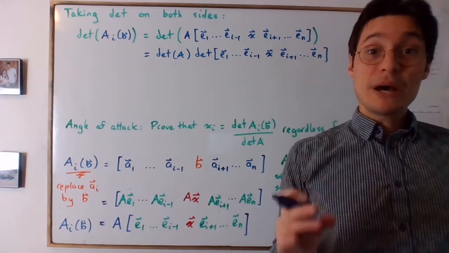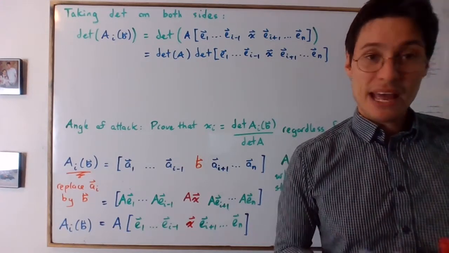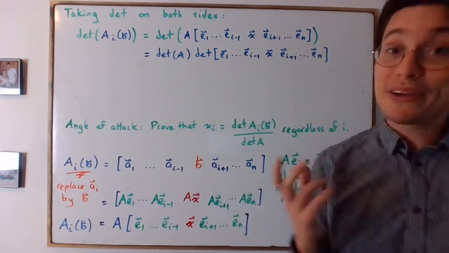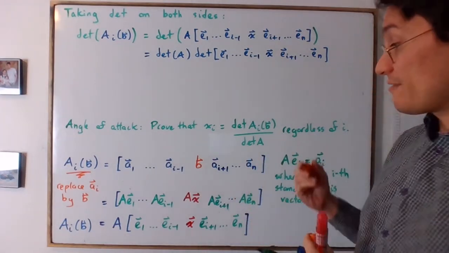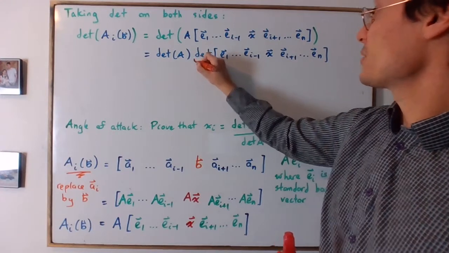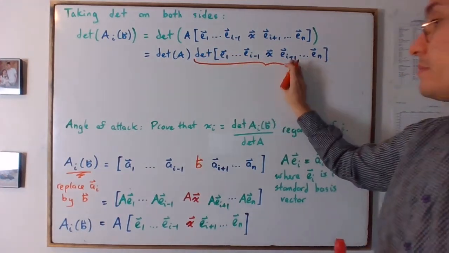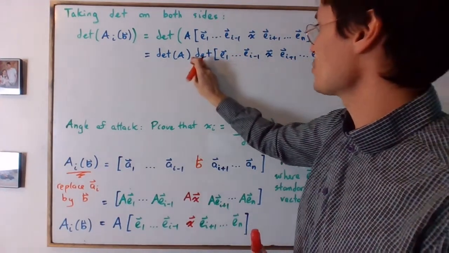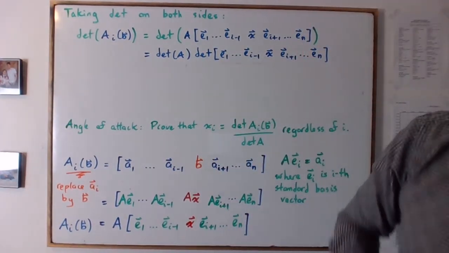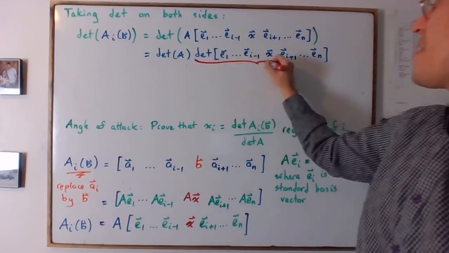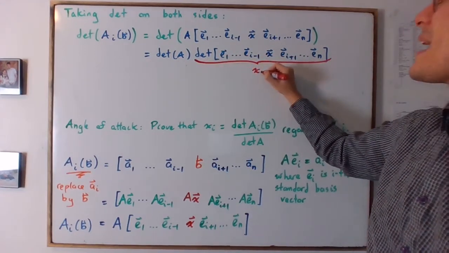Now, here's the big argument, and unfortunately, you either kind of see it or you don't. I'm going to try to justify it well. This determinant right here, I will use red. Yeah, this is the red I want to use. So this determinant turns out to be x_i.